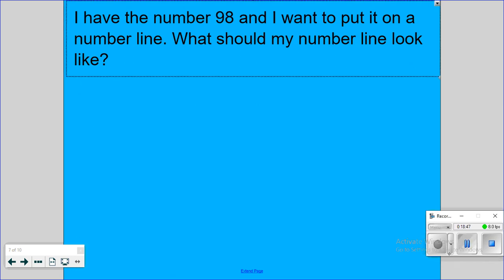So again, you're making your number line. We talked about how to make our number line. You're putting 98 somewhere on that number line. You choose this time. And then you're filling out the rest of the numbers, please.